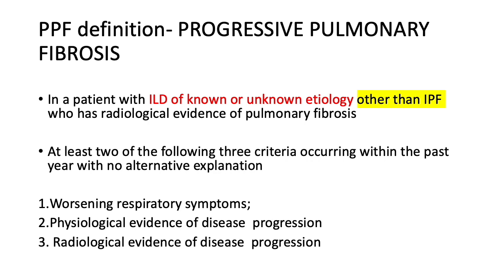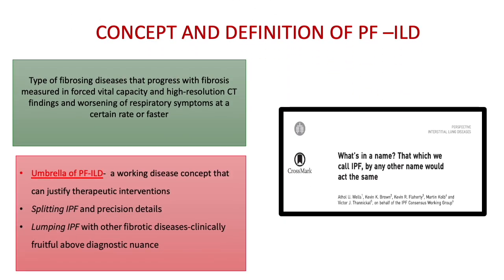Now progression is based on three things, and if any two of the criteria are met, then you can term it as a PPF ILD. So one is worsening of patient's symptoms, 2 is physiological evidence of progression, and 3 is the radiological evidence of progression.